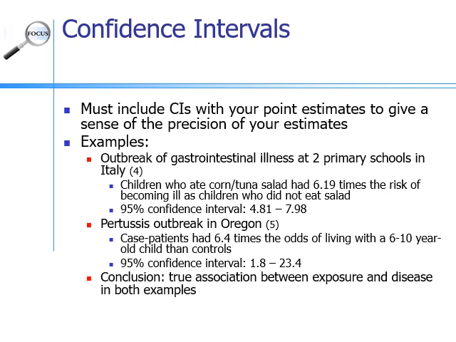On the other hand, if we look at the pertussis outbreak, that is the whooping cough outbreak in Oregon, case patients had 6.4 times the odds of living with a 6 to 10-year-old child than controls. That means they are living with a child with pertussis. So what can you conclude? You can say that there is an association between exposure and disease in the two examples.